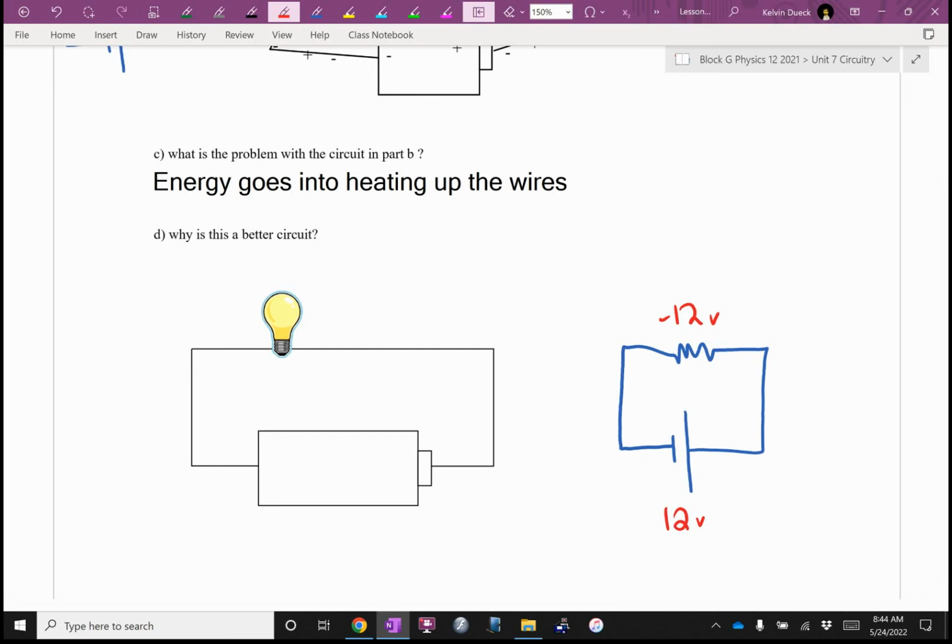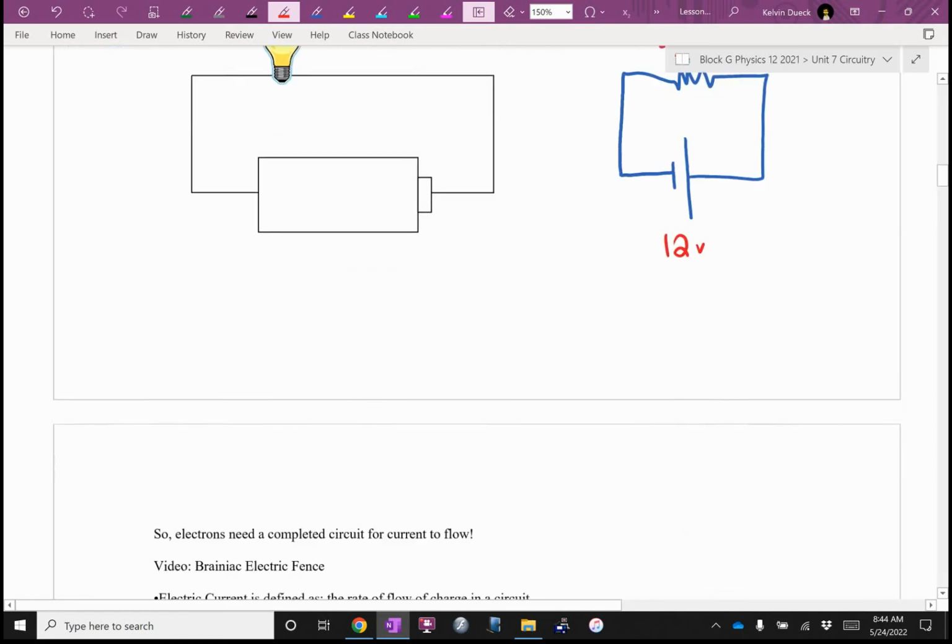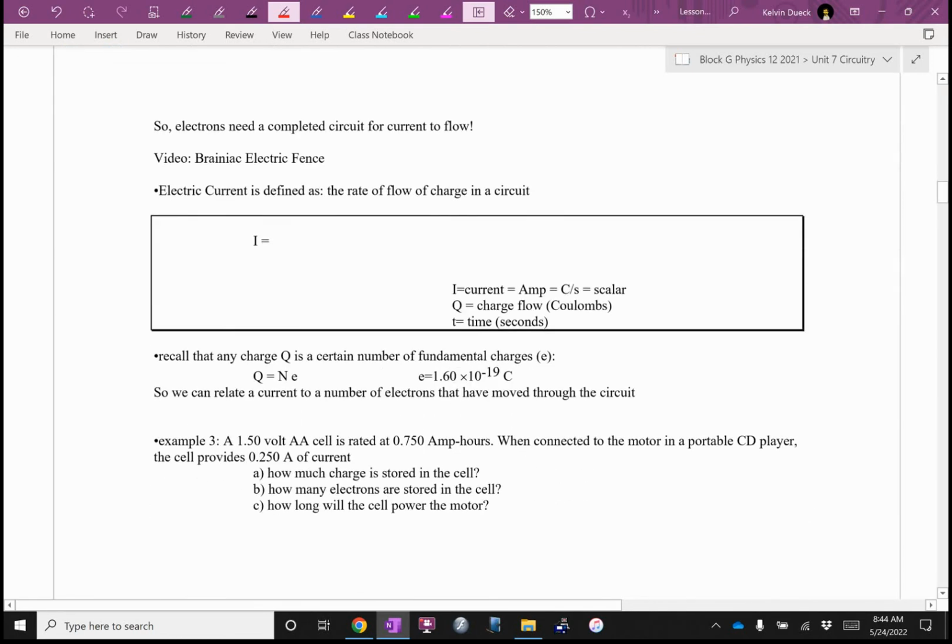Okay. So electrons need a completed circuit for current to flow.